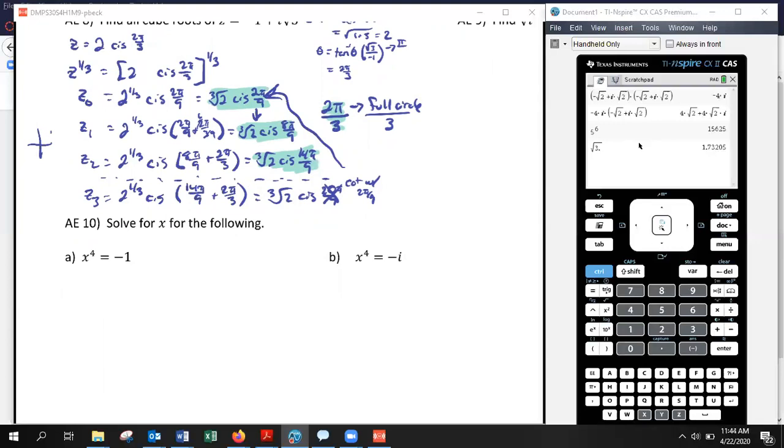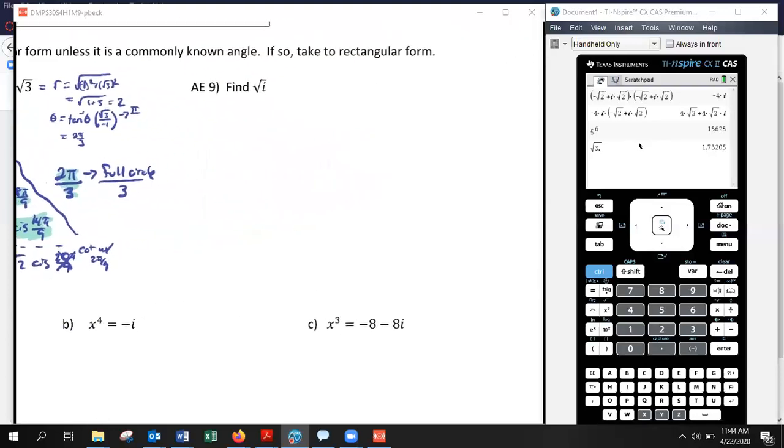So 2 pi over 9 would be right about there. So if we add 120 degrees, we end up right about here. If we add another 120 degrees, we end up right here. So plus 120, plus 120, plus 120, we get back to where we started. All right, on to our next problem.